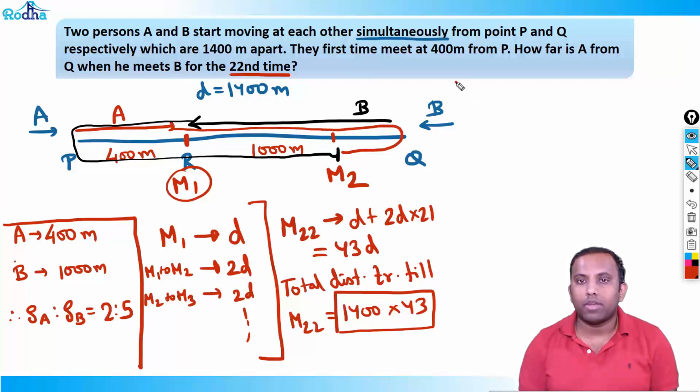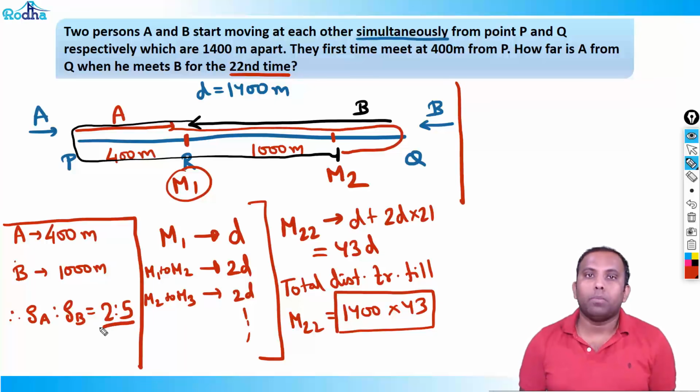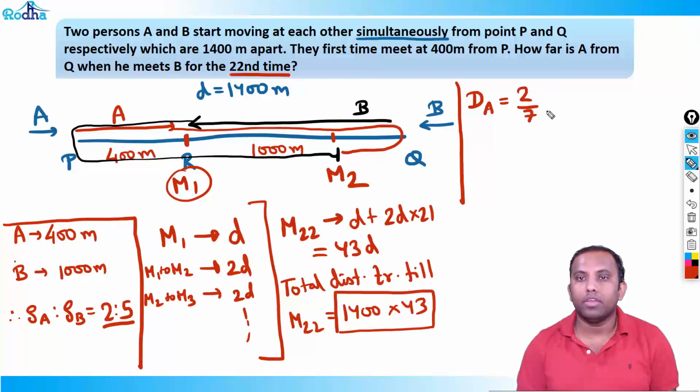So the distance traveled by A would be how much? The speed of A to the speed of B is in the ratio 2:5. Distance is proportional to speed because time is constant, so the distance also will be divided in the ratio of 2:5. So the distance traveled by A is 2/7 of the total distance, that is 1400 into 43.